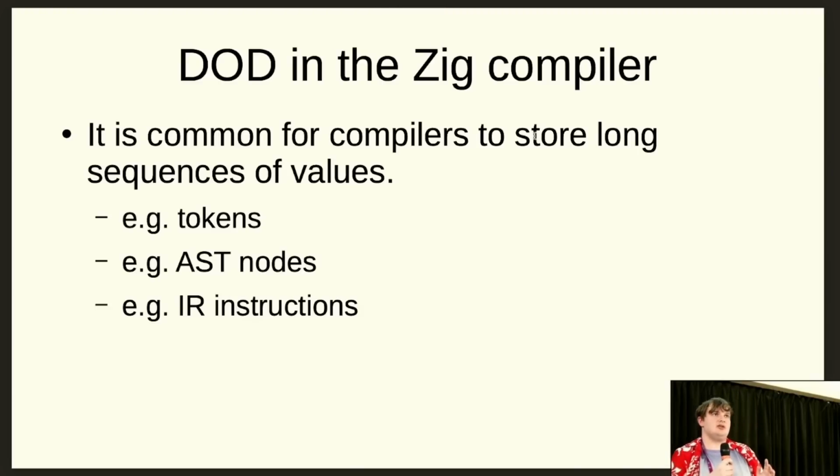DoD is actually really applicable to compilers, because a thing compilers need to do all the time is store really long sequences of values. Compilers are kind of notorious for using a lot of memory a lot of the time, because when they're parsing, you need to store a big list of tokens, then later a big list of AST nodes. While you're doing analysis and code generation, you're going to store big lists of IR instructions typically. IR stands for intermediate representation. Compilers will generally translate your code through different, progressively lower level languages in a sense.